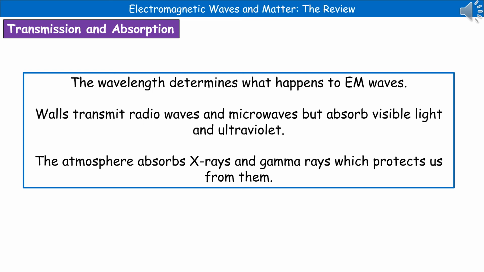However, what we do find is that we can use things like our phones and TVs inside. And the reason for that is that the walls are able to transmit radio waves and microwaves, but things like visible light and ultraviolet are absorbed by the walls. If we consider a second example, the atmosphere, it's very useful to us because it's going to absorb X-rays and gamma rays, which would normally be very harmful to us and other living things on the planet. So the fact that our atmosphere absorbs those two types of electromagnetic waves is incredibly useful to us.